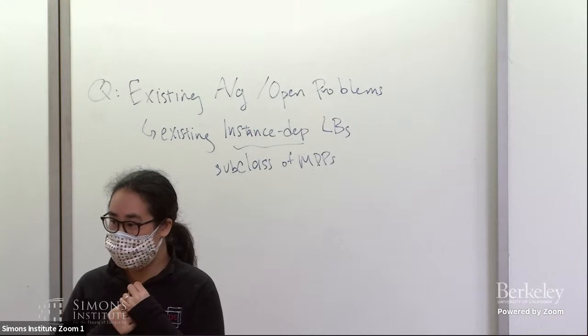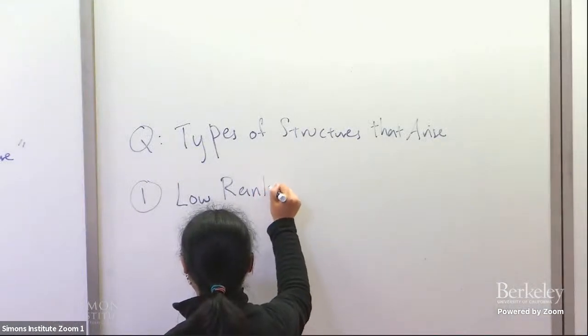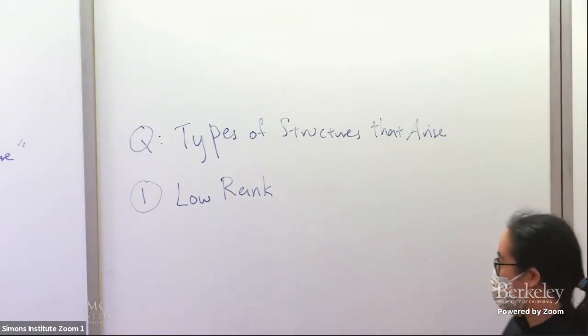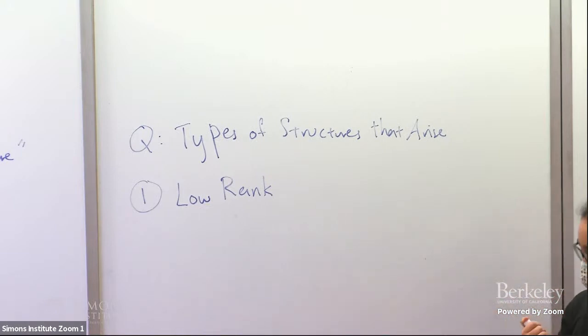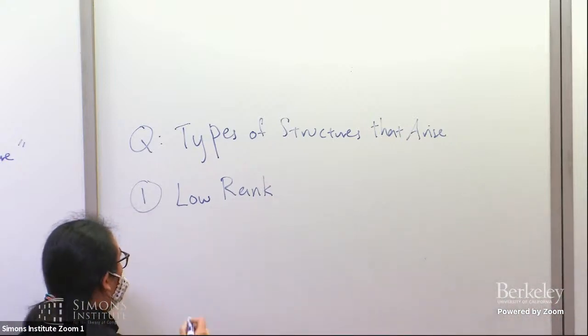I think you should start that. Okay, I'll start there. So maybe one kind of structure that I've thought about a little bit is low rank. And here, it's actually a little bit more restrictive than just assuming linearity, like the typical formulation for linear MDPs.